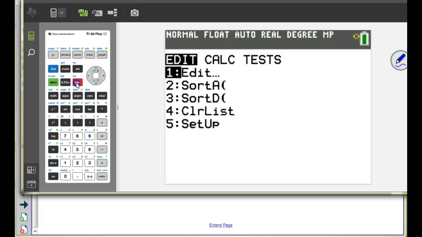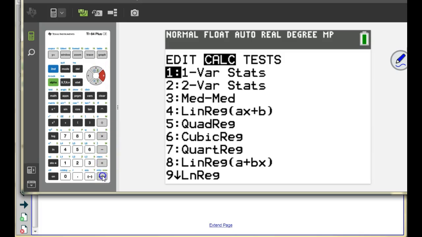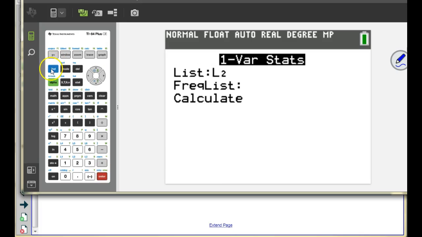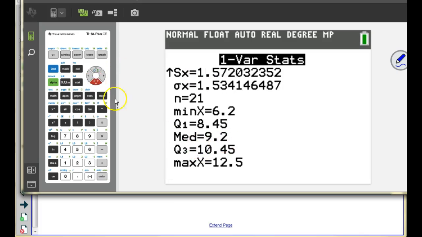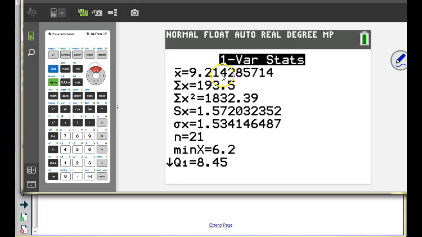Just stat, and then what? Calculate one variable stats, yes. This is for list 4. Okay, so the choice is the mean close to the median? Median 9.2, mean 9.2, very close, right? So we can just say most of them averaged around 9.2 with a standard deviation of 1.5.